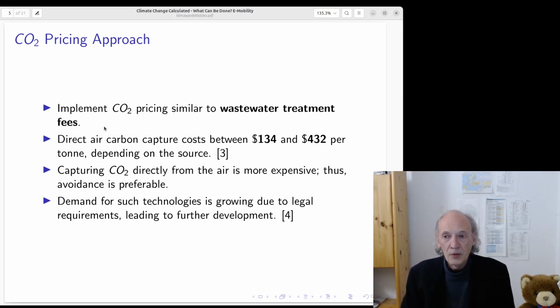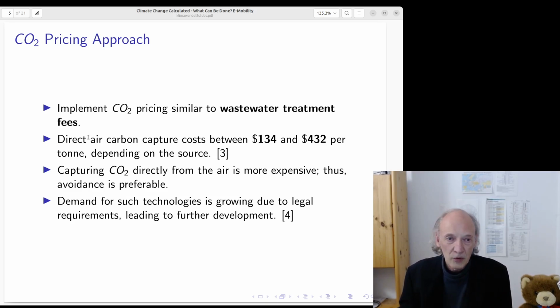So how can we do it? A promising approach is CO2 pricing. This is in a way similar to wastewater treatment fees. Basically, if you create waste, you also have to pay for cleaning up the waste. So the question is, what does it cost to clean up the CO2 in this case?